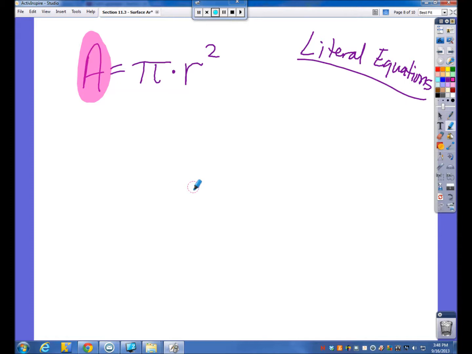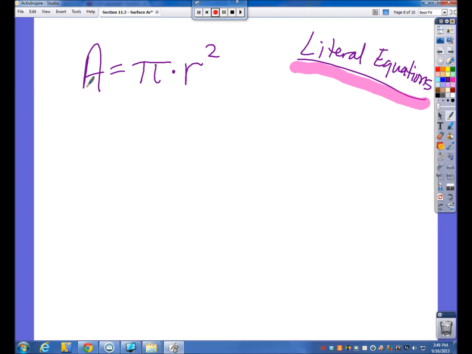Because typically in a circle, we want to know what the area is, so we set it equal to the formula, and we figure out what all this stuff is. Typically, we will plug a number in for the radius, and we'll get an actual number in the end. But a literal equation basically is taking an equation like this and rewriting it in terms of another variable.